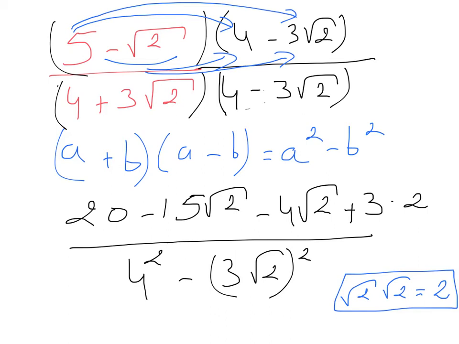We have another page. Okay, so here we got 20, and negative 15 square root of 2, negative 4 square root of 2. Both of them have the same sign, so we're going to add them up. We're going to add the absolute values and keep the negative of both values. It's going to be minus 19 square root of 2.